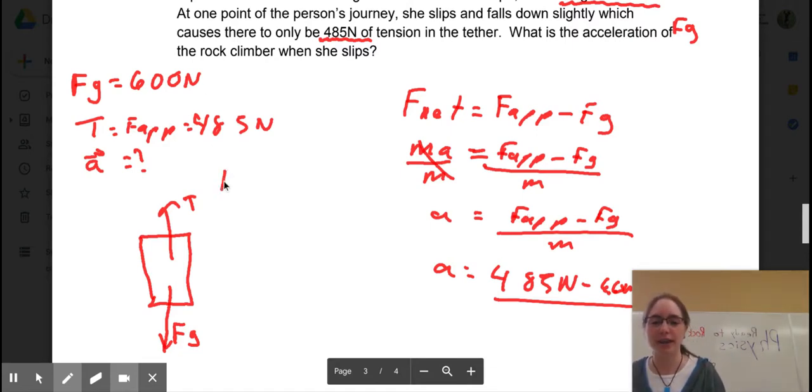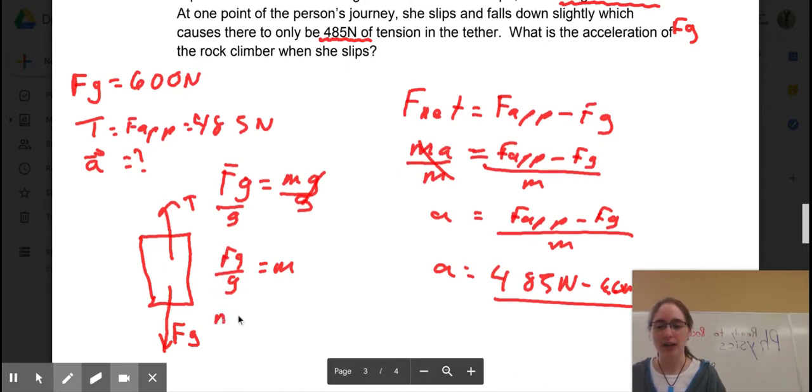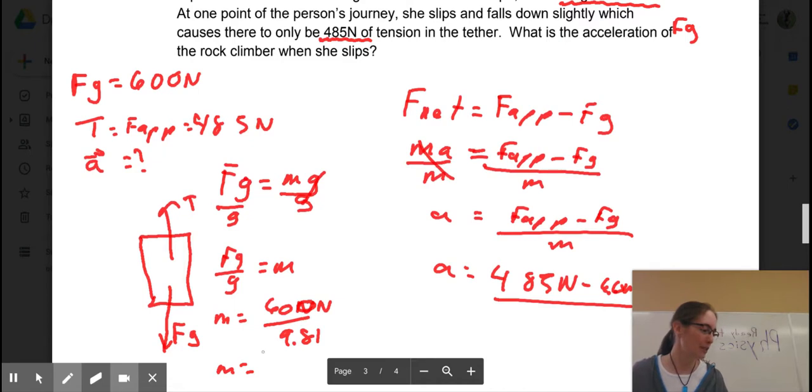So how I'm going to solve for my Fg, or my mass, is Fg is equal to mg. Well, I always have gravity. And guess what? I have my Fg. So I'm just going to rearrange this to isolate for mass, and then I'm going to cancel. So my Fg divided by g is going to equal my mass. So mass is going to equal my 600 newtons divided by 9.81 meters per second squared. And that's going to give me my mass. So I'm going to wind up with a mass of 61.16 kilograms. Okay? Sounds good?